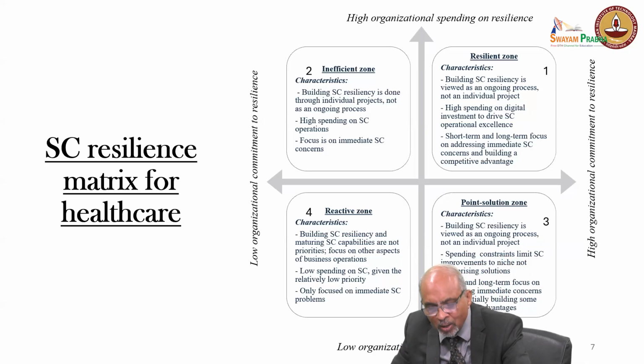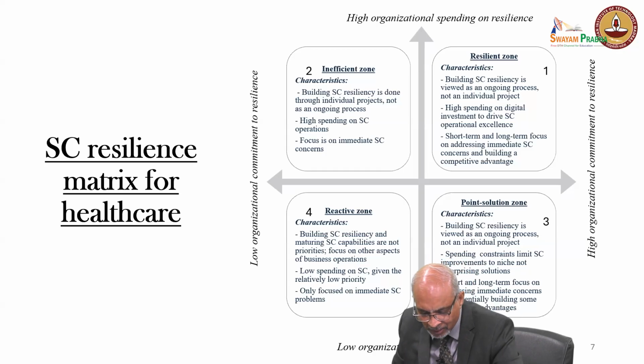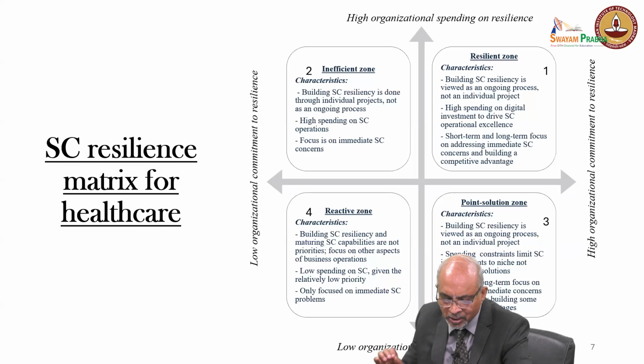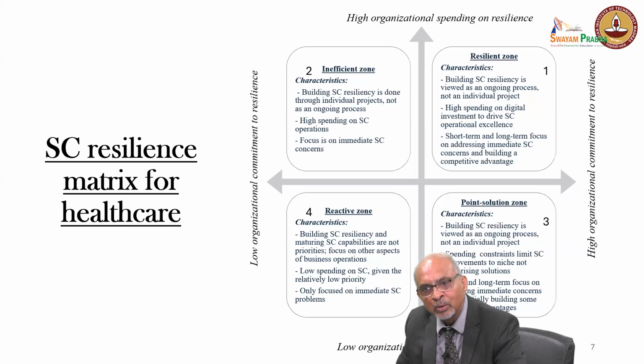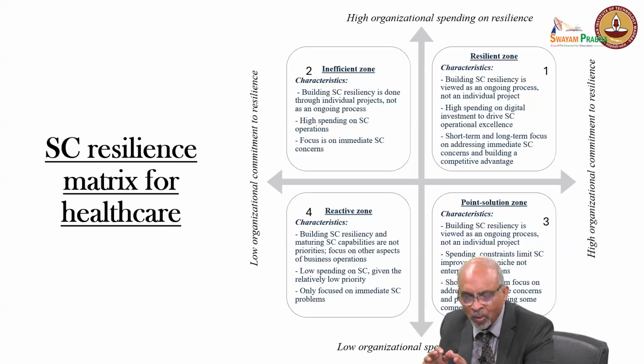So that's what we call a point solution. Individual solutions happen, but they are not connected together. Building supply chain resiliency is viewed as an ongoing process, not an individual project. So the commitment is there. Spending constraints limit supply chain improvements to niche, not enterprise-level solutions. Solutions are not connected. They're just happening at one particular point in time. And then short and long-term focus on addressing immediate concerns and potentially building some competitive advantage. These are all good things as goals, but unless there is some investment to support them, it may not completely come out like the resilient zone. So this is the point zone. By increasing the investment a little bit and being smart, you can easily go towards the resilient zone.